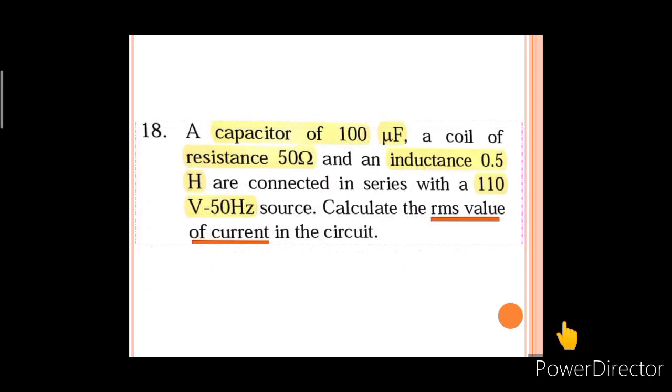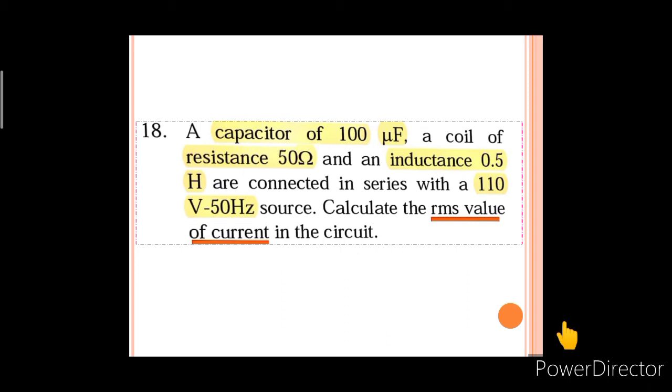The next unsolved numerical from the textbook. Question number 18: a capacitor of 100 microfarad, a coil of resistance 50 ohm and an inductance 0.5 Henry are connected in series with a 110 volt, 50 Hertz source. Calculate the RMS value of the current in the circuit.